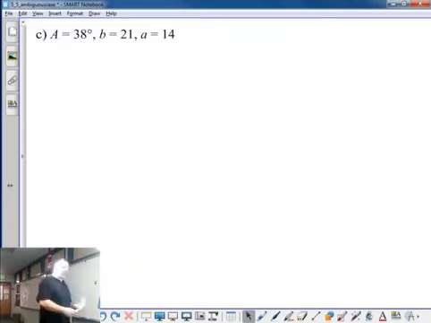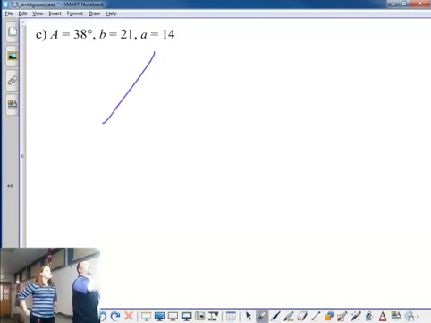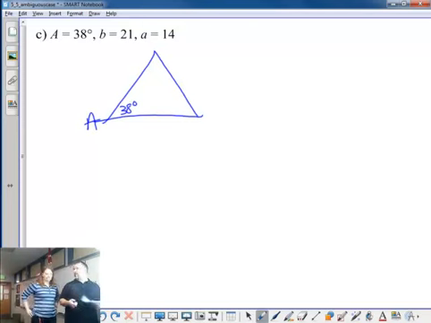Okay. Last example. Go ahead and give that one a try. Let's go ahead and draw this wonderful triangle. We got A's and B's. And again, we got to come up with another letter. So we'll call angle A 38 degrees.